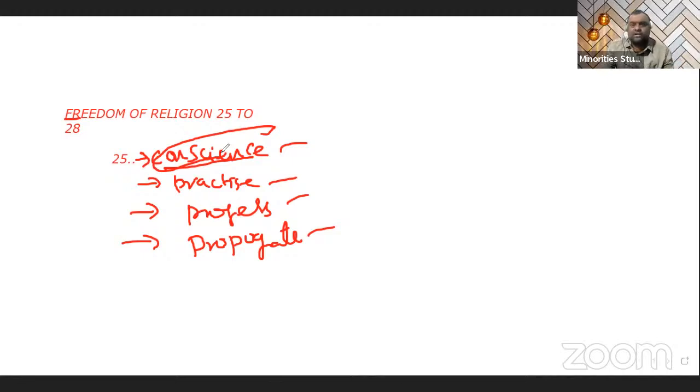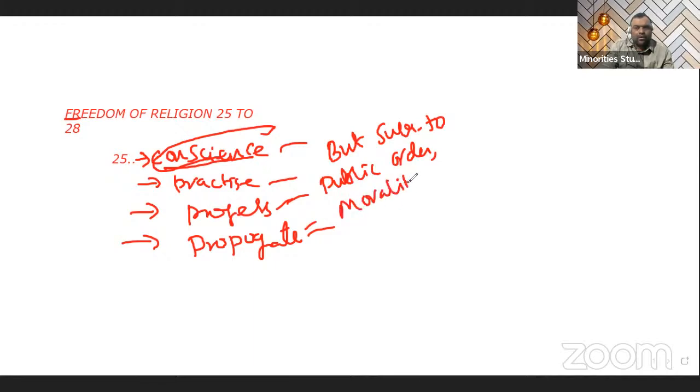One can have a right to propagate any religion, one can have a practice. It means that the state allows the citizen to take up any religion, to practice any religion, to profess any religion, to propagate any religion, but subject to public order, morality, health. So all these terms are mentioned in this article only.